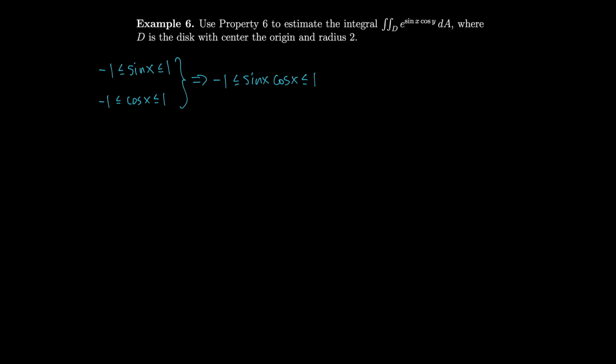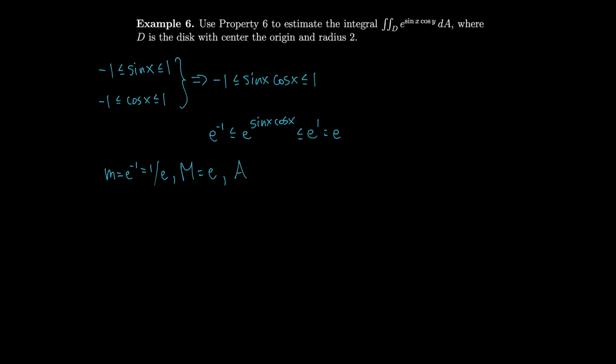So that means that I could just raise e to all sides. That gives me that e to the -1 must be less than or equal to e to the sine x cosine y, which would be less than or equal to e to the 1, which is just e. So how about I set little m equal to e to the -1, which I could just rewrite as 1 over e, and I'll set big M equal to e.